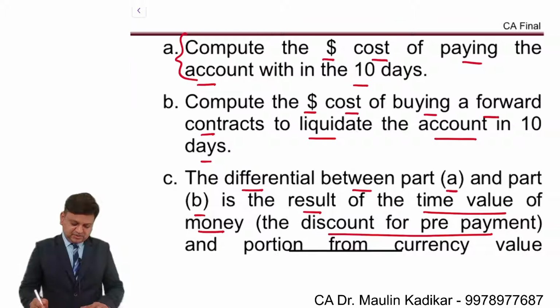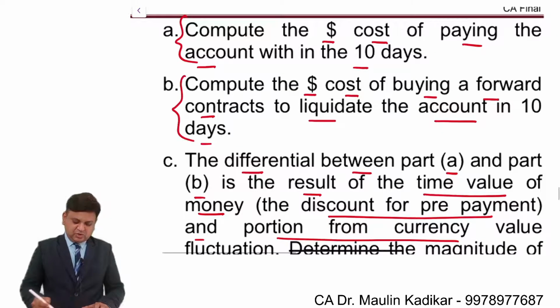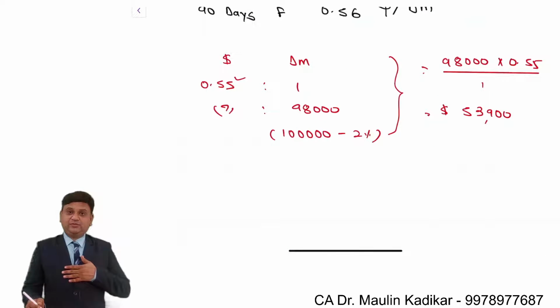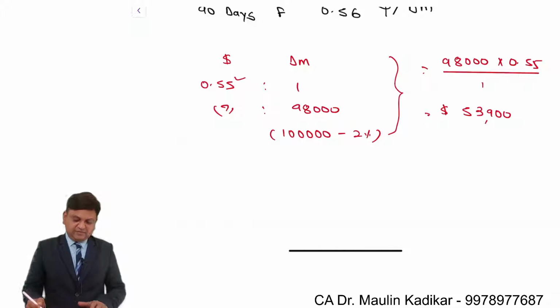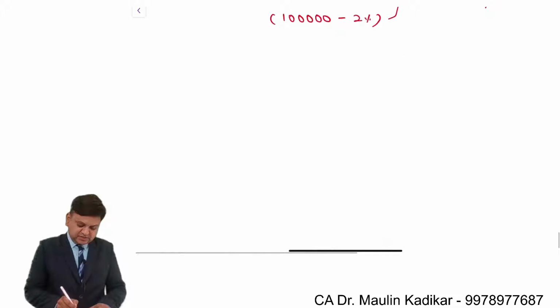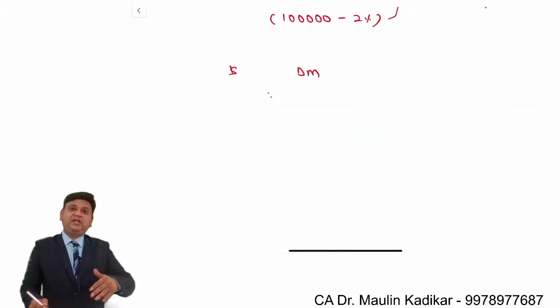Now the second question is, compute the dollar cost of buying the forward contract to liquidate the account in 10 days. Dear students, this is the question of the institute publication, in which I have not changed the language of the question. However, they have provided the suggested answer as it should be, wherein what is the cost in dollar currency if you make the payment through the forward contract.